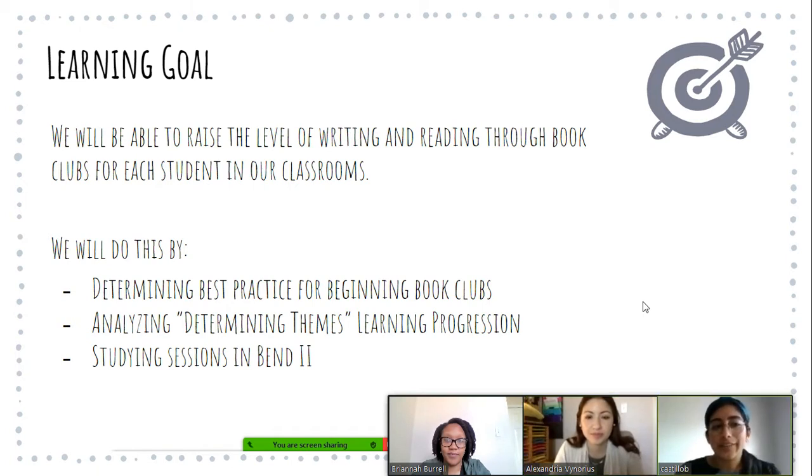Our learning goal: we will be able to raise the level of writing and reading through book clubs for each student in our classroom. We will do this by determining best practice for beginning book clubs, analyzing, determining themes, using the learning progressions, and studying sessions in Bend 2.